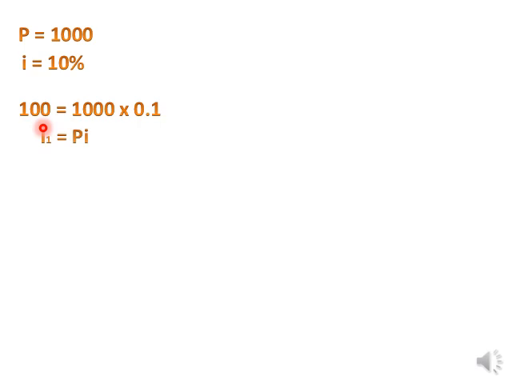Okay, we can now generalize that the formula for the simple interest earned for every period is equal to I, which is equal to the principal amount, 1,000 in this case, P, times the interest rate, which in this case is 10%.